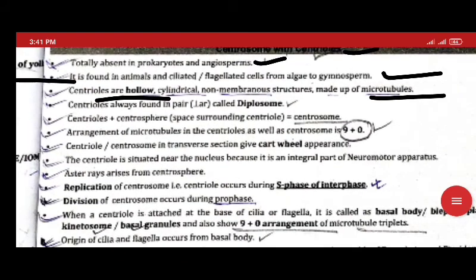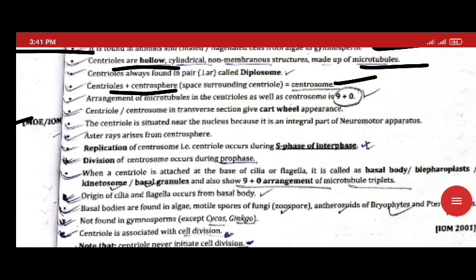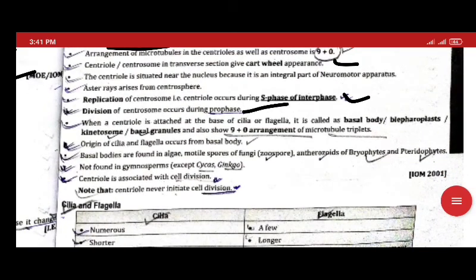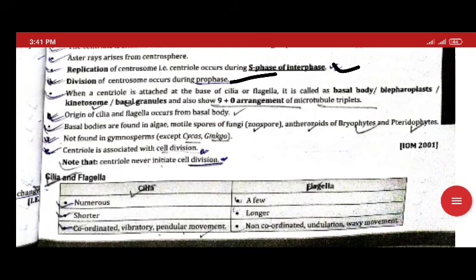Now, these centrioles and the centrosphere make what? Centrosome. Centrioles and centrosphere make the centrosome. Centrioles give a wheel, cartwheel appearance. Replication of centrioles occurs in S phase, division in prophase. They attach to the basal body with a 9+0 arrangement, and importantly, centrioles are associated with cell division.